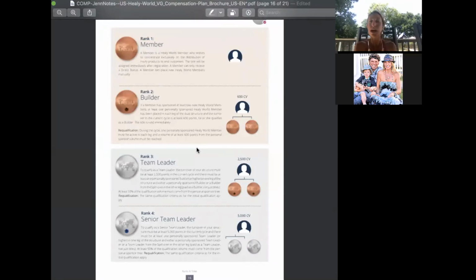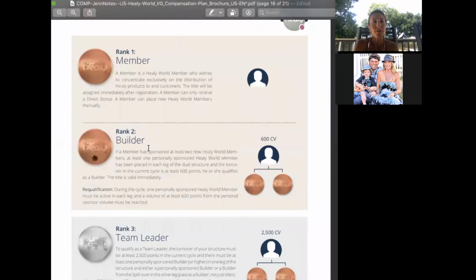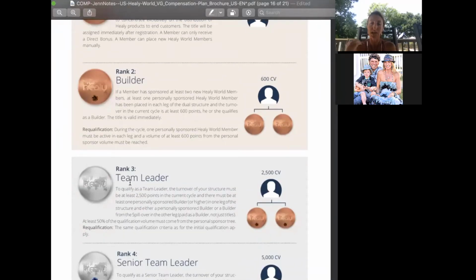So the first rank that you reach in Healy is called a member. I'm going to actually make this larger. And a member is what anyone is called when they first get an account. So just when you get your account, unless you're a customer, you're a member. We talk about customers versus members in a different video. So the second rank that you can achieve in Healy is called builder.